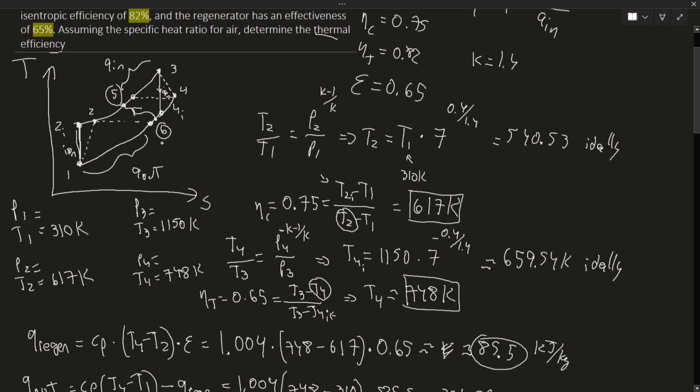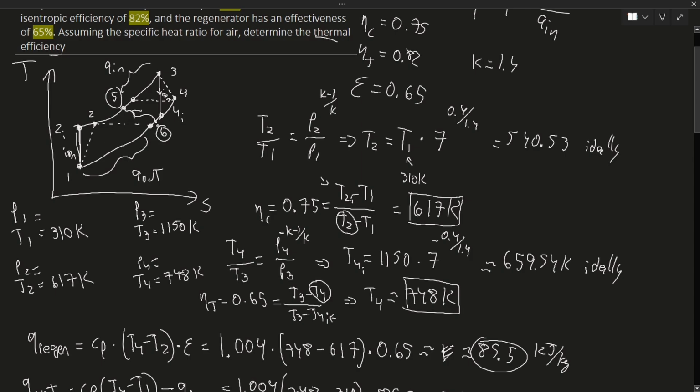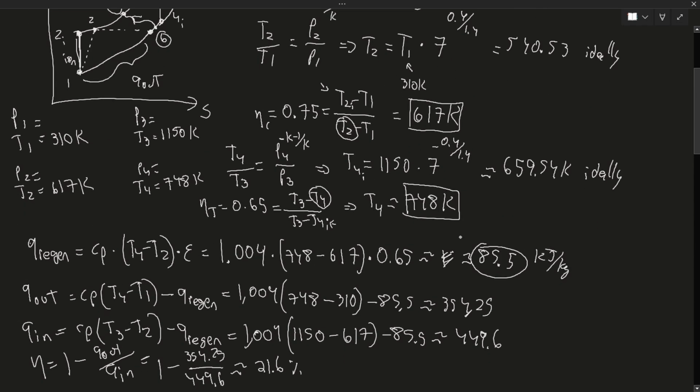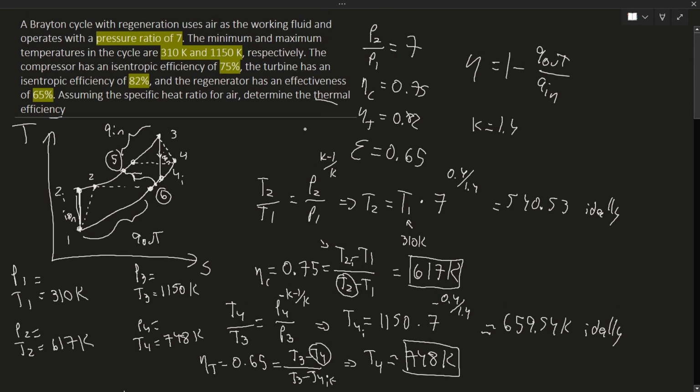Just keep in mind that you really don't need to find the temperature at 5 and 6. You just need the temperatures T1, 2, 3, 4. And the rest, you just have to follow the formulas. And that's it.